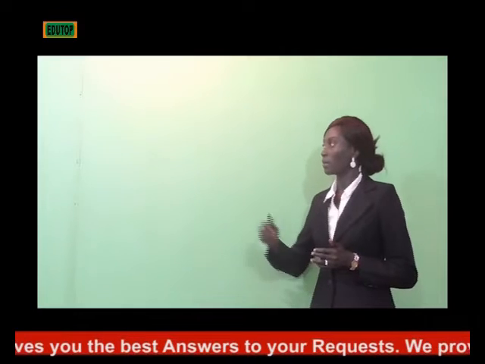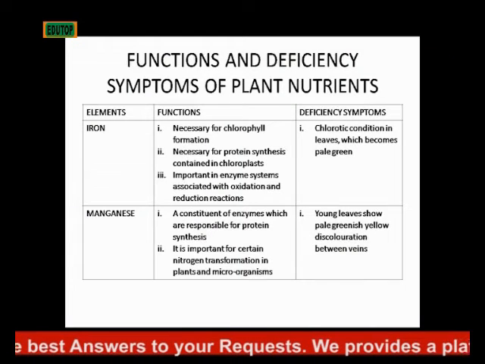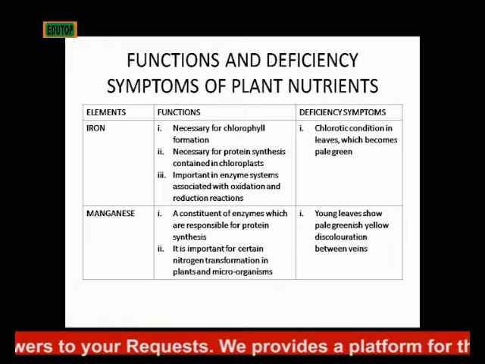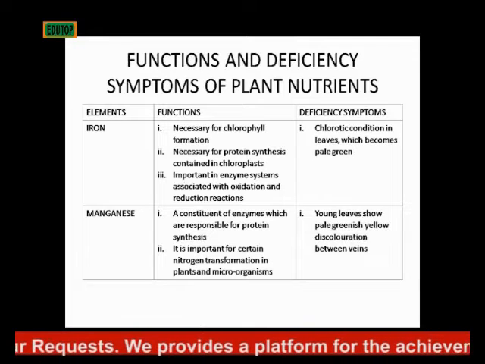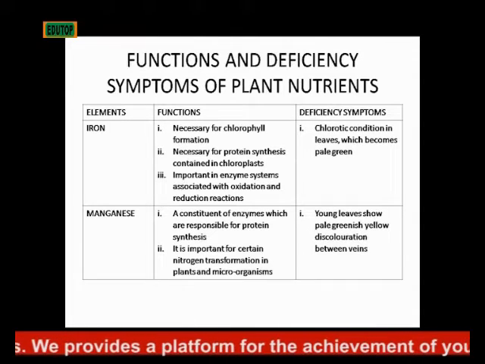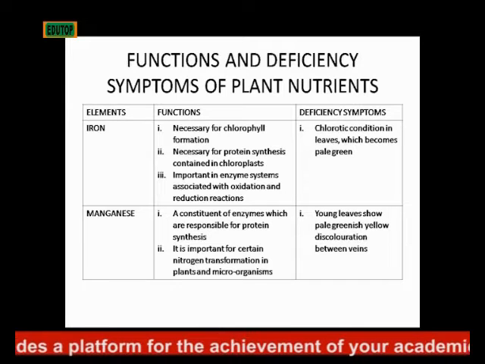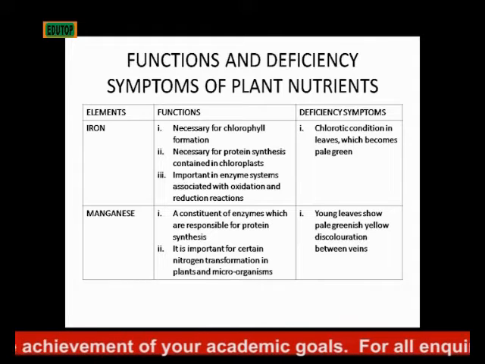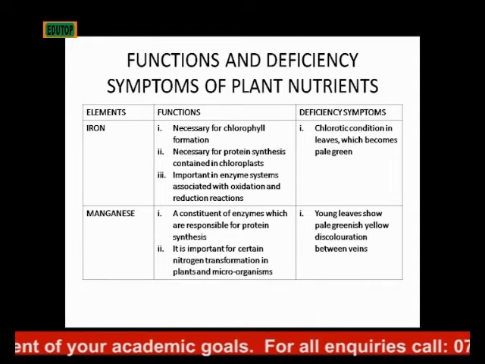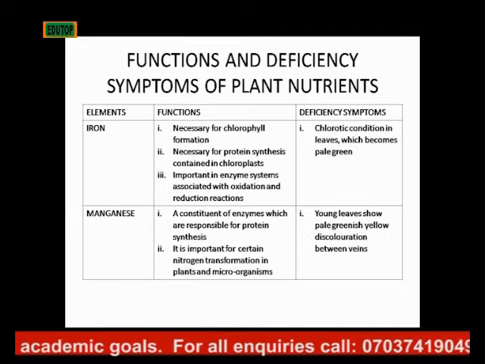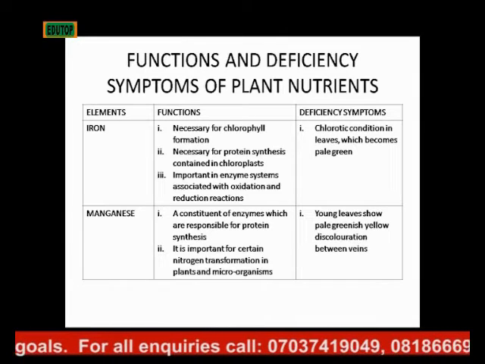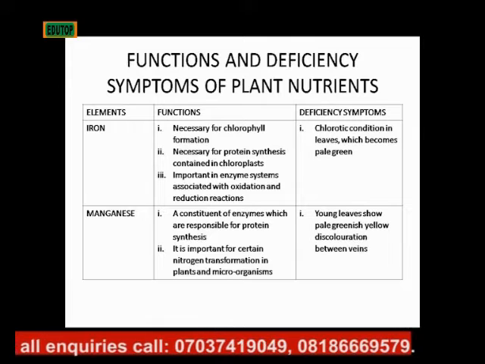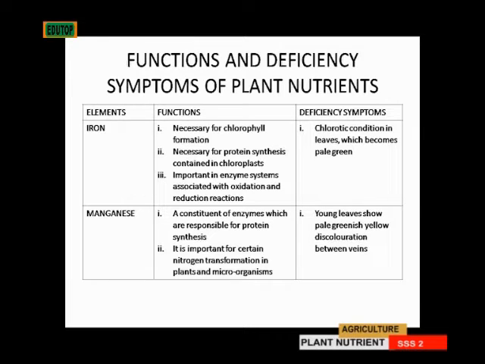Another element we're talking about is iron. Functions of iron. It is necessary for chlorophyll formation. It is necessary for protein synthesis that is contained in chloroplast. It is important for enzyme system, important in enzyme system associated with oxidation and reduction reactions. The deficiency symptom of iron is that there will be a chlorotic condition in the leaf, that is, the leaves become yellowish and they are dying off. Then they become pale green.